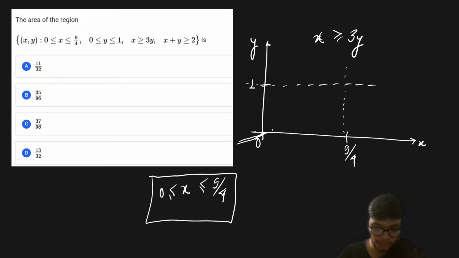So I'm trying to draw it roughly. Okay, something like this. All right. So at x equals 9 upon 4, the value of y is going to be 3 upon 4. Okay. And this value is going to be 3 upon 4, right?